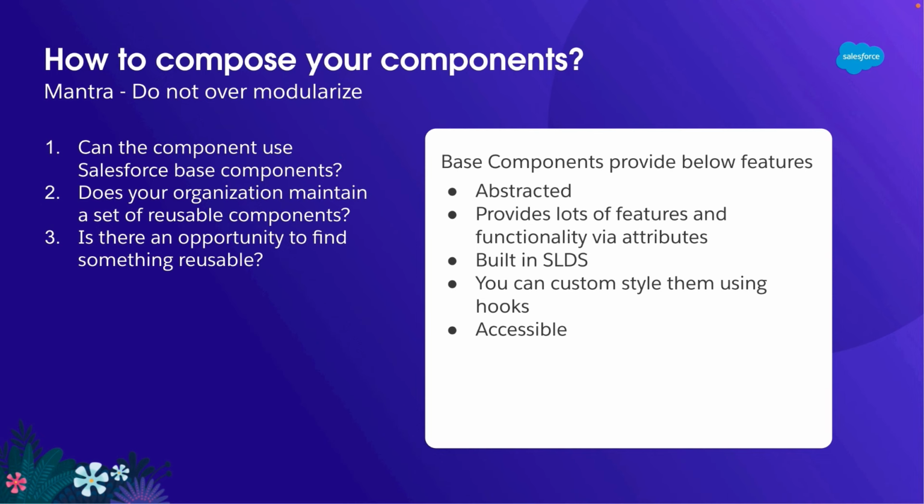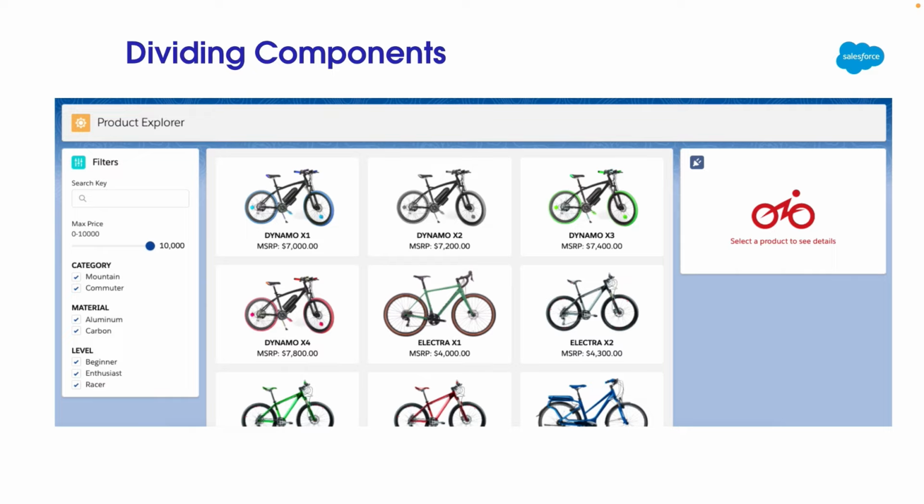Alright, so in this section, we're going to look at some of the best practices for building reusable components. Now to explain the concept of reusability, I've taken an example of an app page called Product Explorer from one of our sample apps called eBikes. This app is open source and can be cloned from our GitHub repository. The link for this specific project is shared in the video description right below.